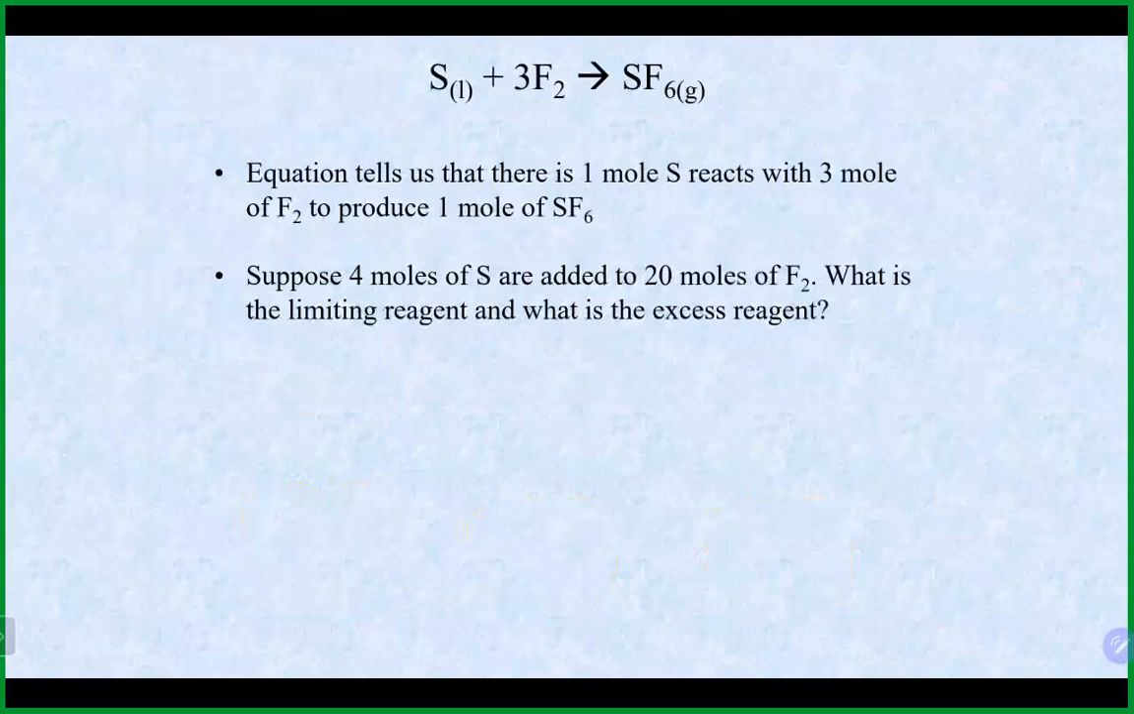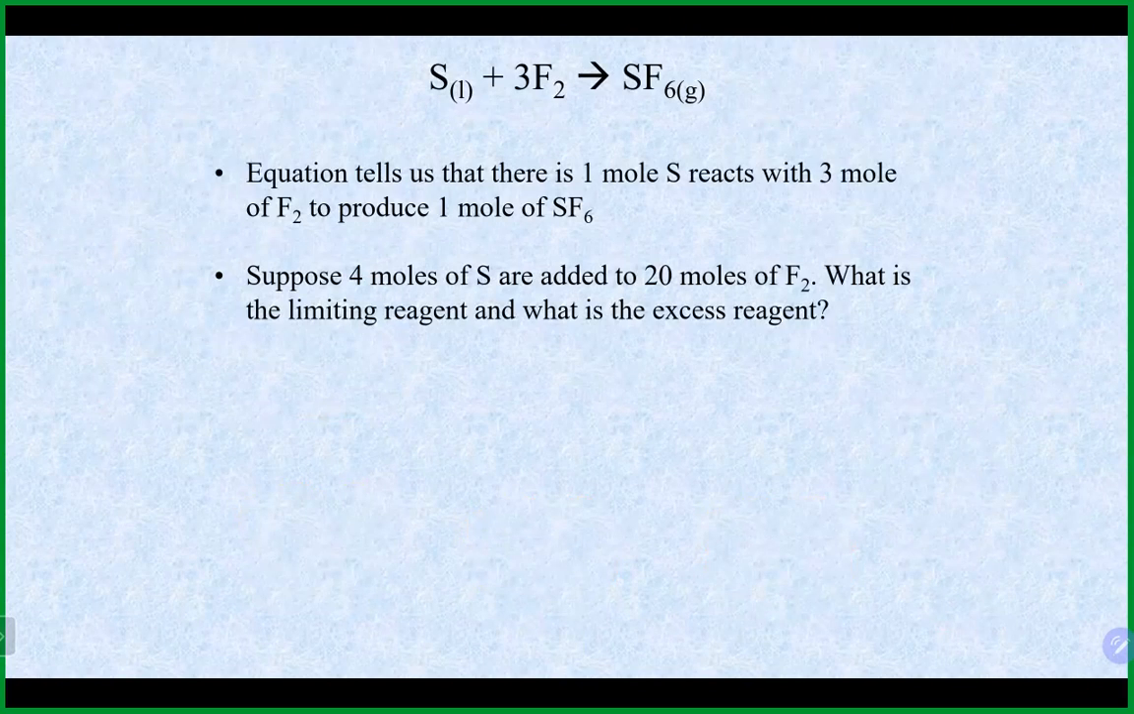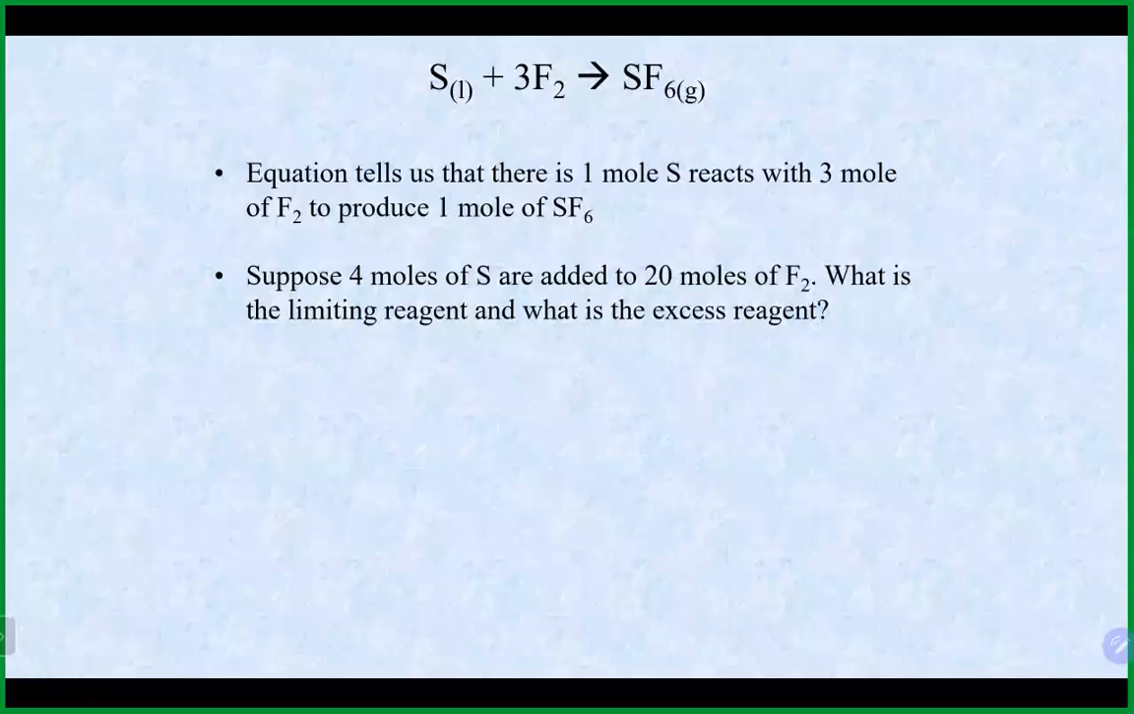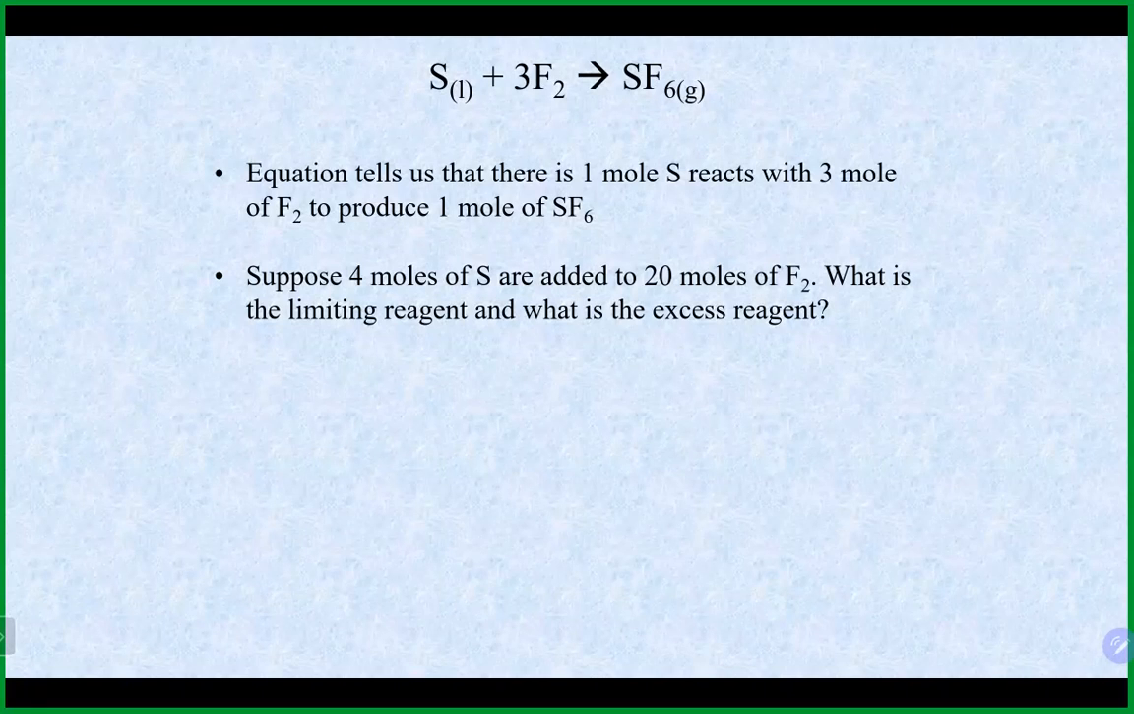So let's take a look at a reaction here. So if we have this reaction, which is S plus 3F2 makes SF6, and let's just say hypothetically we started with 4 moles of S and 20 moles of F2. We want to know which one's the limiting reagent and which one's the excess reagent in this case.